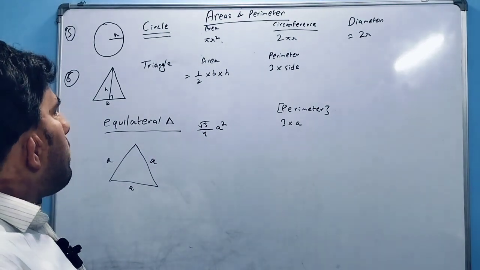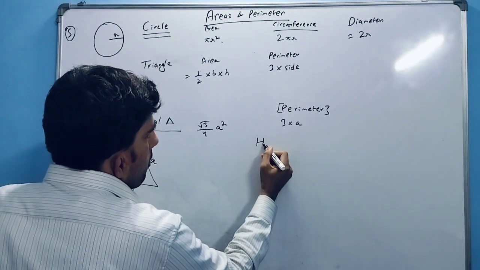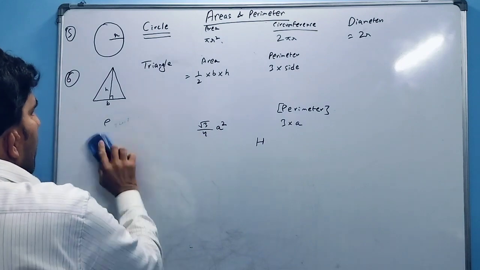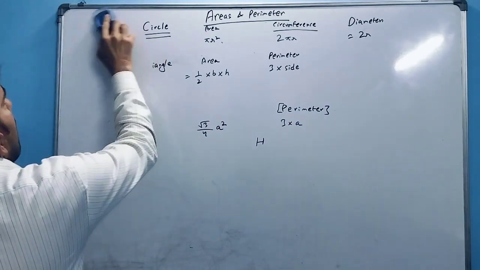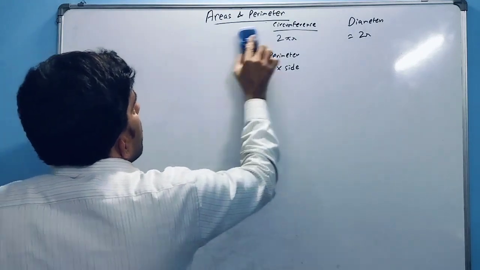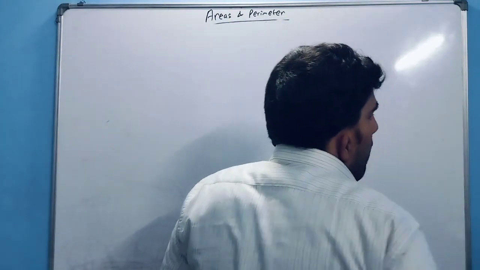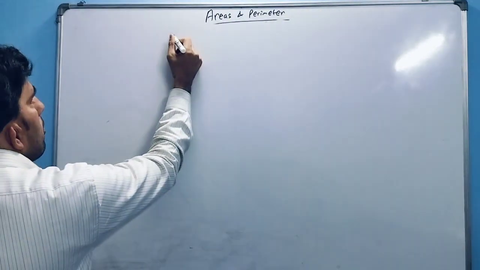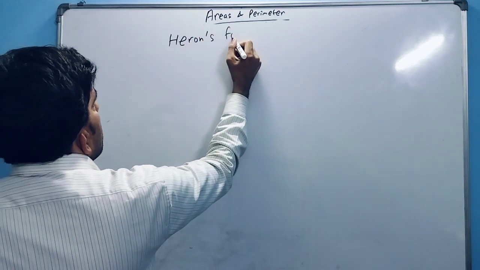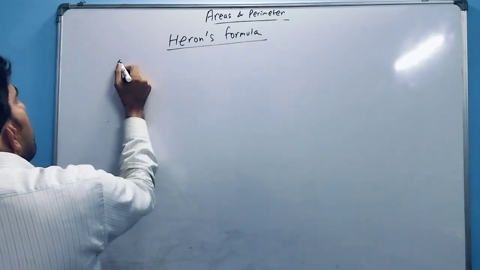For example, if we need to find the area of a triangle using Heron's formula, what is Heron's formula? Let us study how to find the area of a triangle using Heron's formula, and see how we can easily find it. Let us see what this Heron's formula is. It is a very simple formula. We use this for a triangle.